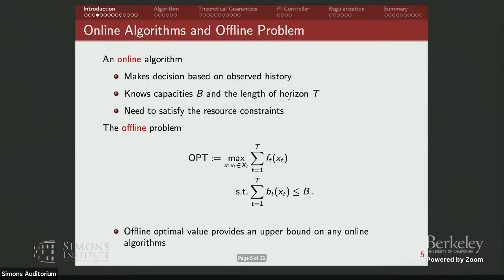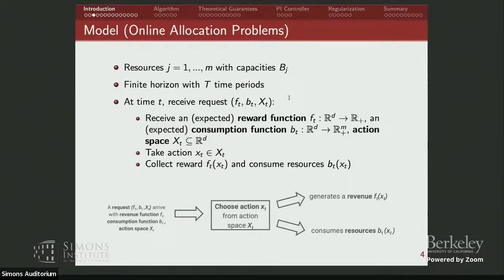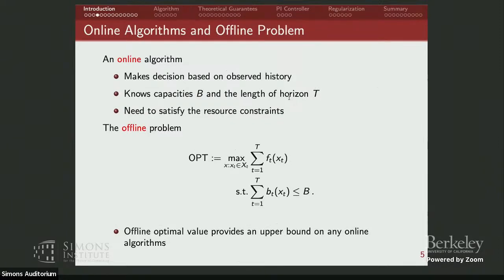A_t is like the expected consumption. That's a great question. Here both f_t and b_t can come from a random process, and we assume we know the expected reward and consumption. When capital T is large, whether it satisfies the expectation or the hard constraint doesn't matter too much. So you can think either way.